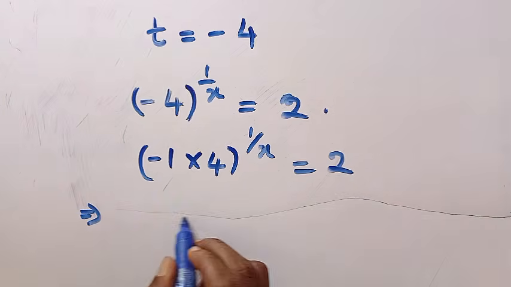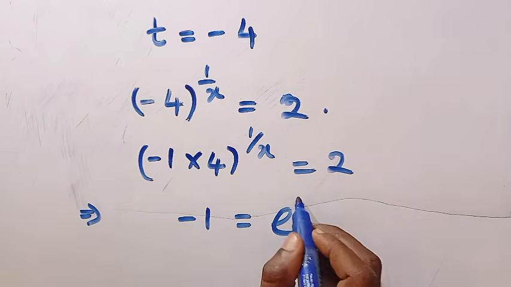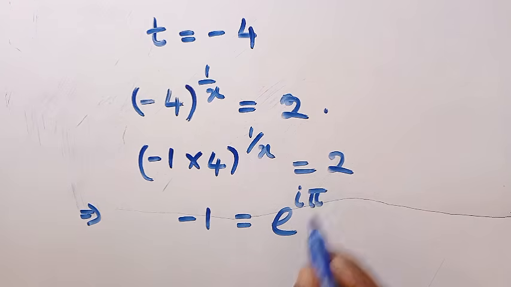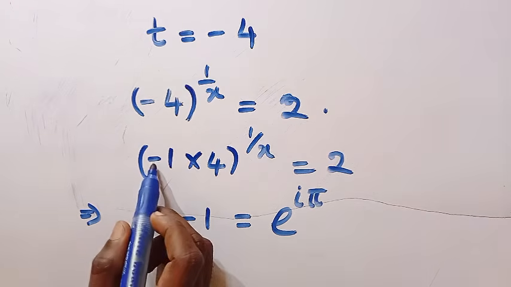In a complex space, if you have minus 1, this equals e raised to the power of i pi. We can just try to replace this and solve it further.